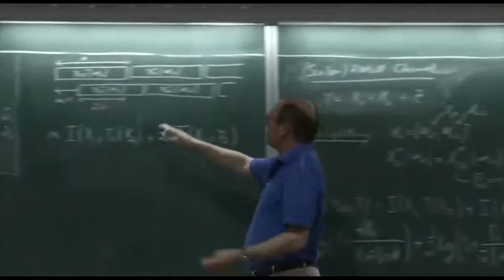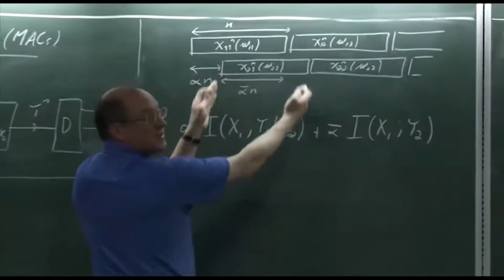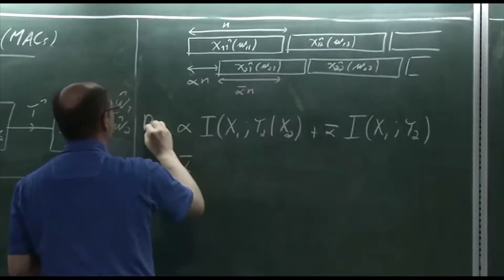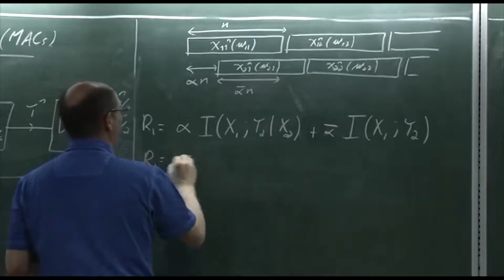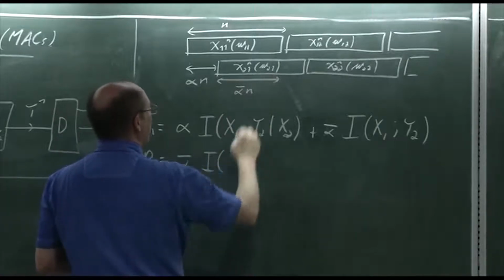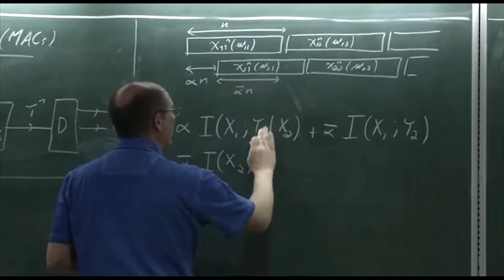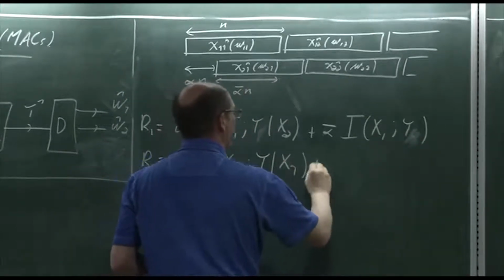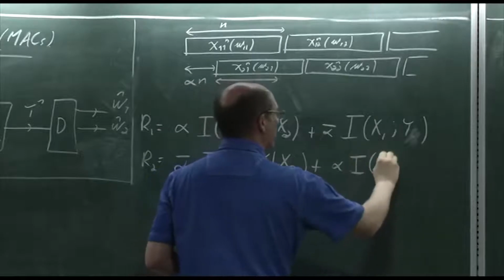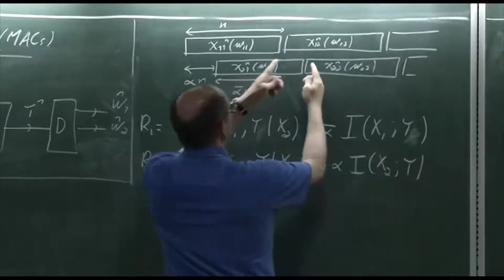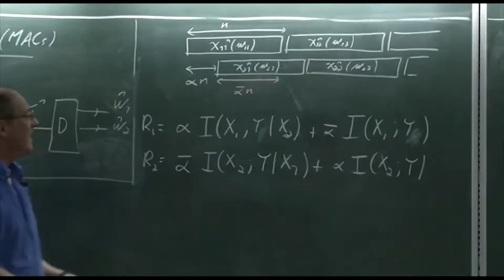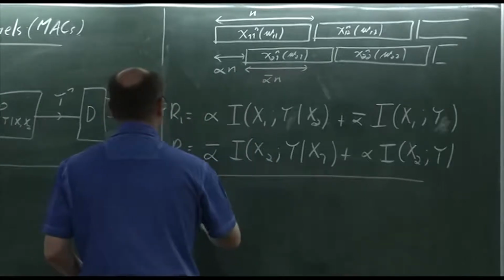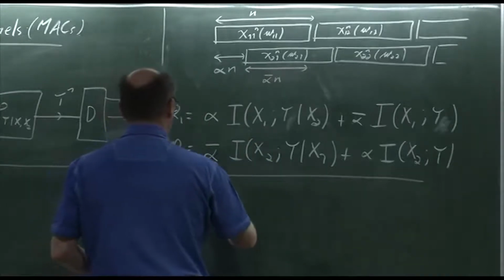And now, after decoding this guy, we'll decode this guy. But look, he has 1 minus alpha of interference, so it's just going to be alpha bar of I(x2; y | x1) plus alpha I(x2; y), because the fraction where you're getting interference is this. And now if you add these two up, you get R1 plus R2.